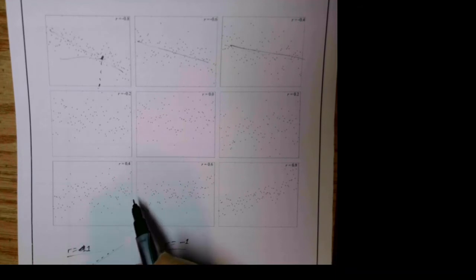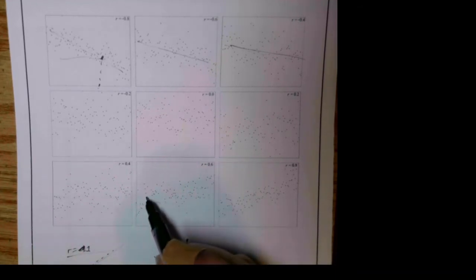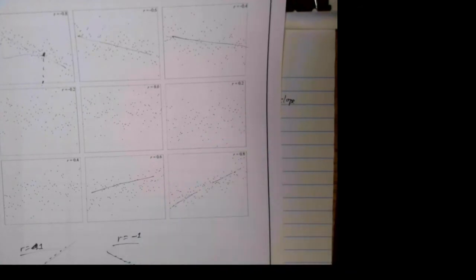And the same with these others. When r is 0.4, there's a discernible linear trend, but it's not strong. When r equals 0.6, now we're beginning to get somewhere. You actually would consider using this line as a predictor of where the y value would be given an x value. And of course, when r is 0.8, it's a pretty good predictor already.